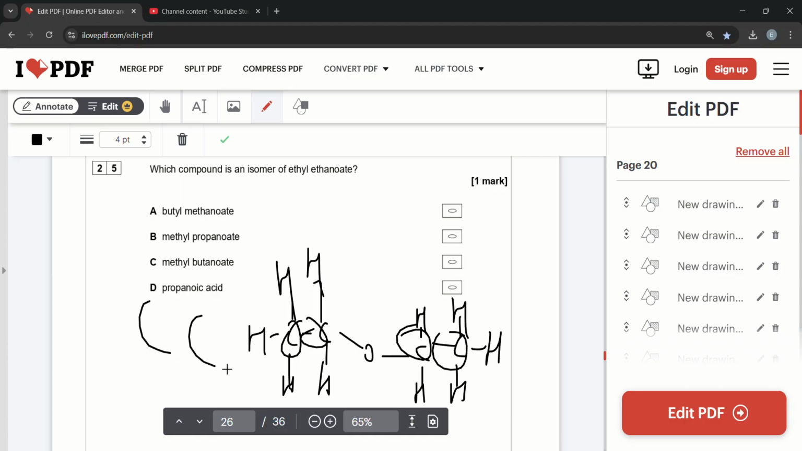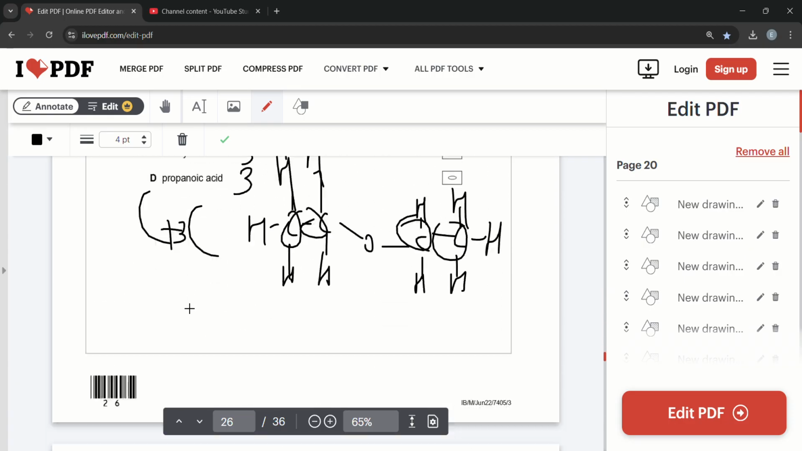Propanoate, so it's got 3 carbons. So we'll have a total of 4 carbons, so it can be an isomer of that. Whereas methyl butanoate, so methane, ethane, propane, butane, that'll be 5 carbons. Propanoic acid, that's 3 carbons. Or is it 4? Well, it can't be that anyway. Butyl methanoate, methane, ethane, propane, butane, so that'll give me 5. So therefore the answer is B, because it's got the 4 carbons.